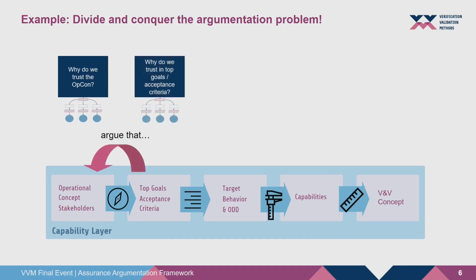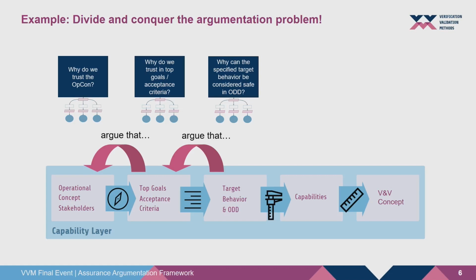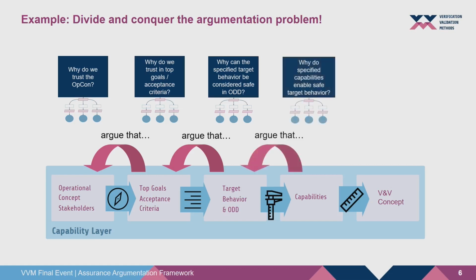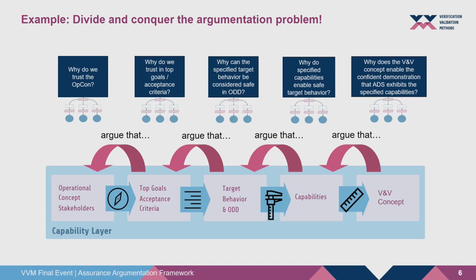Based on an argumentation that substantiates this claim, we go on to the next aggregation point and ask ourselves: did we choose the right top goals and appropriate acceptance criteria for checking whether the concerns have been met? In the next step, we are arguing specifically why what we consider as safe target behavior specification lives up to the expectations of the top goals. Further on, we are specifying capabilities which need to realize this safe target behavior, and it's not a given that this is the case. And last but not least, we have the V&V concept, for which we need to argue that if we perform the verification and validation according to it, it actually implies that the system possesses the safe target behavior and is acceptable with respect to the defined criteria.